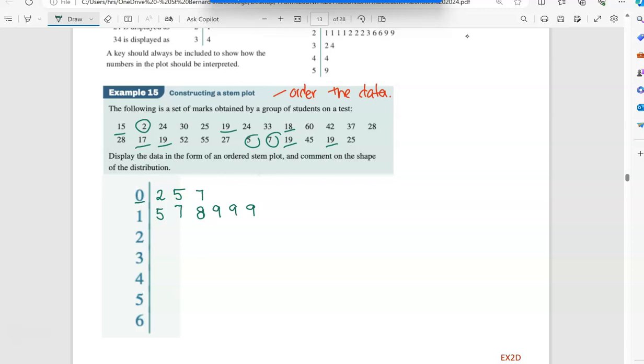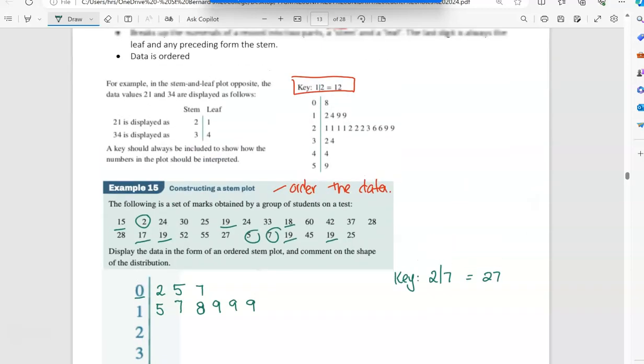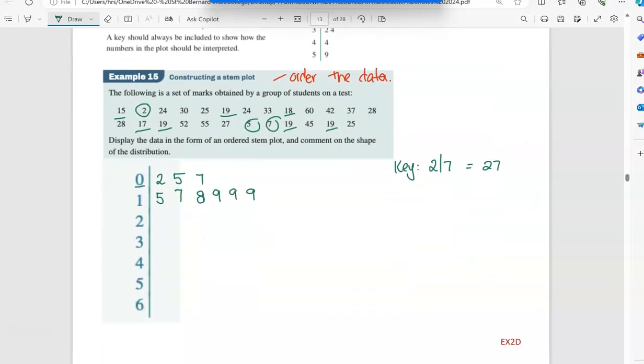Okay, so this is how we could create a stem and leaf plot. Now this does not have a key, so I need to write a key. You can pick any number, so I can just go 2-7 equals 27. It doesn't matter, but you must have a key. Now sometimes when doing it and making sure that you collected all the data, it can be a little bit hard. I went, oh no, I've missed an 18.